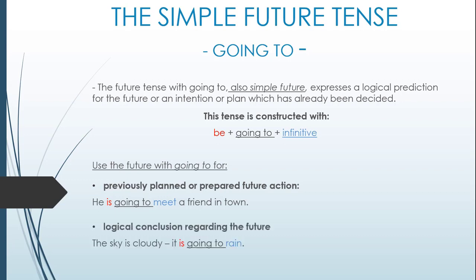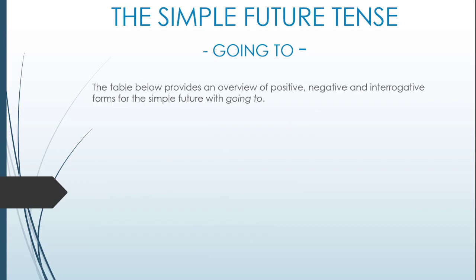Or another way to use the future with going to is a logical conclusion regarding the future. For example, the sky is cloudy, it is going to rain. Let's now take a look at the table below that provides an overview of positive, negative, and interrogative forms for the simple future with going to.